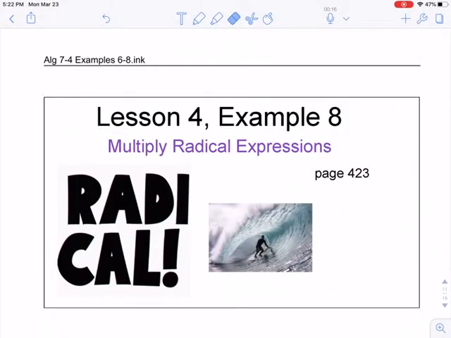Hey guys, last lesson, last example in lesson 4 here. This is on multiplying radical expressions. It's on page 423. So let's jump in. This is going to be using a lot of what you already know.